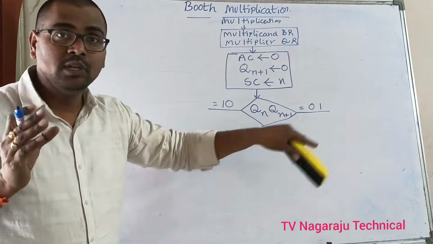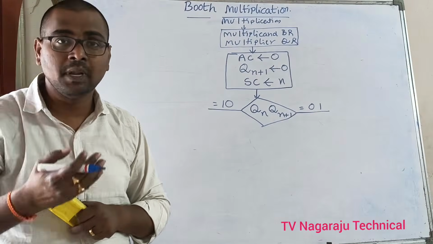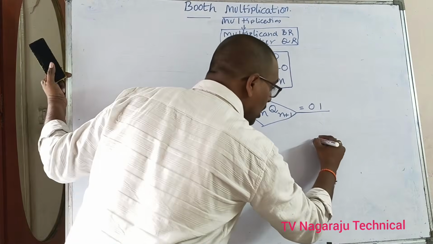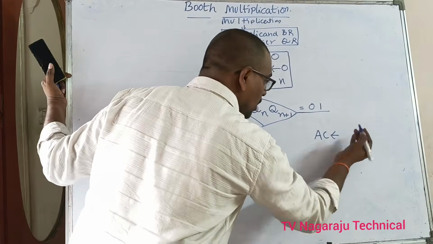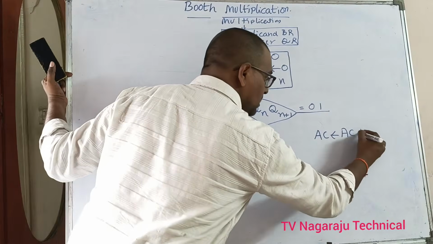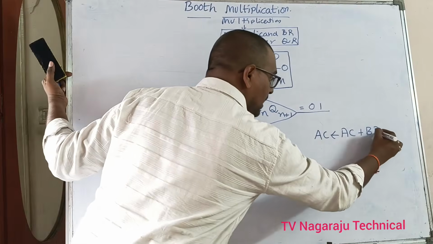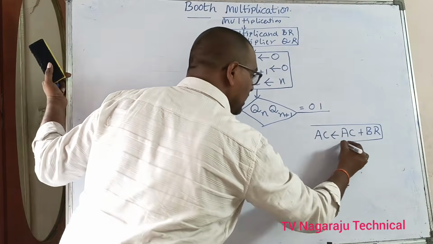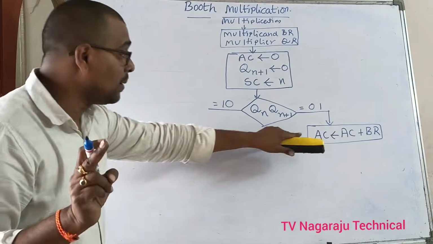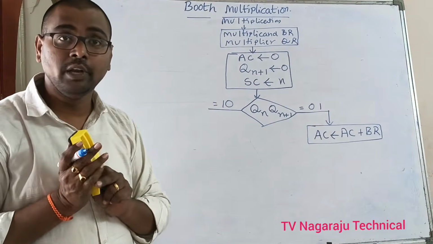Suppose the value is 0, 1: simply add the numbers. How do we add? AC tends to AC plus BR; the partial product in AC is added with the multiplicand BR, and again the result is placed in AC. Remember, after adding, what do you need to do?